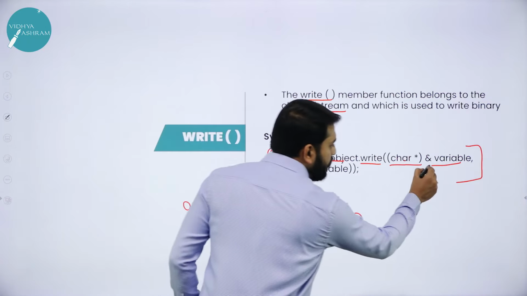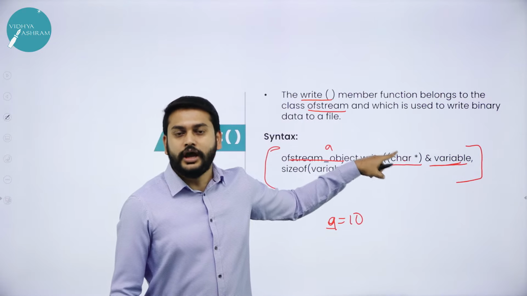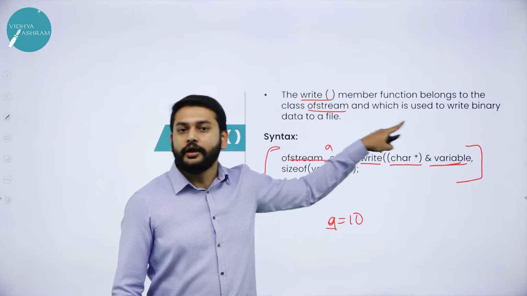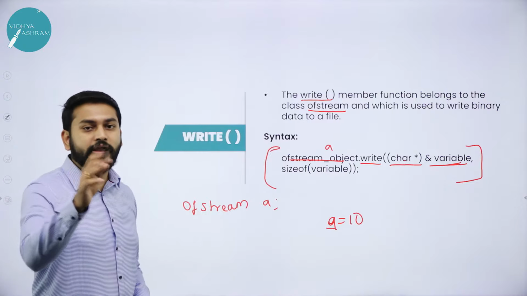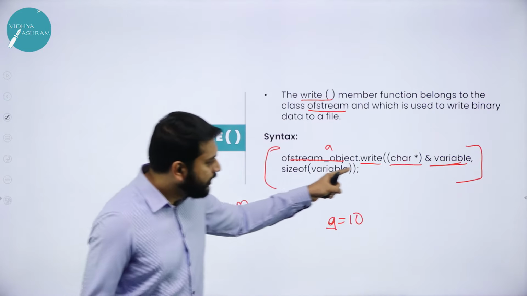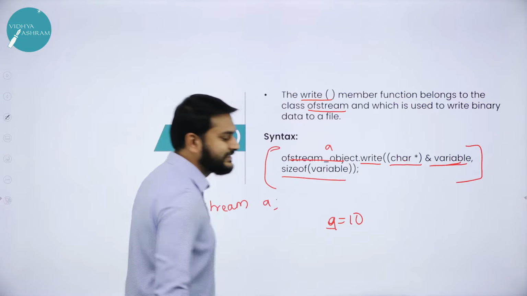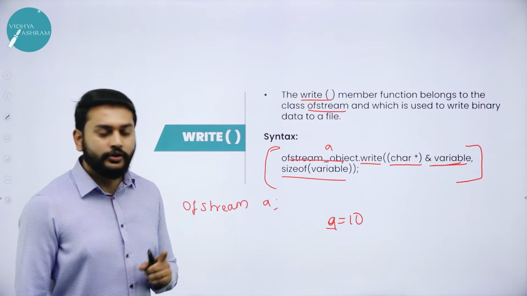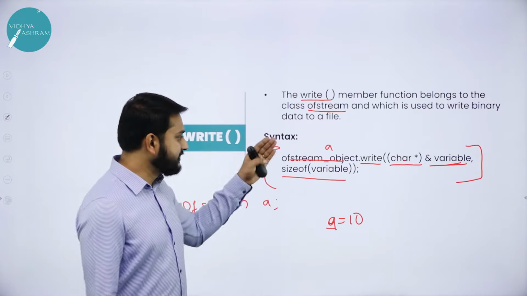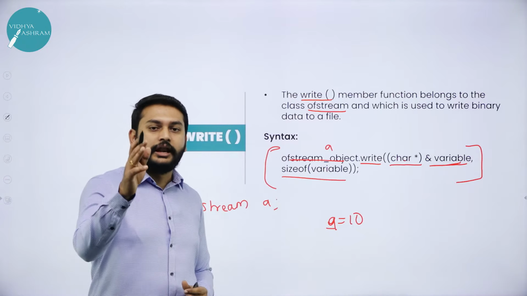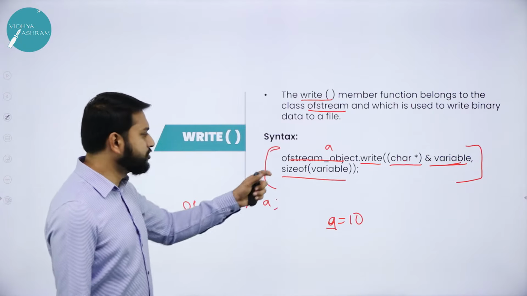So you are passing the address of the variable, converting that variable type to character, and also making it a pointer variable. Here you're just mentioning the size of that particular variable. This is the syntax to remember for the write function with respect to the binary file. The same thing you just have to remember.